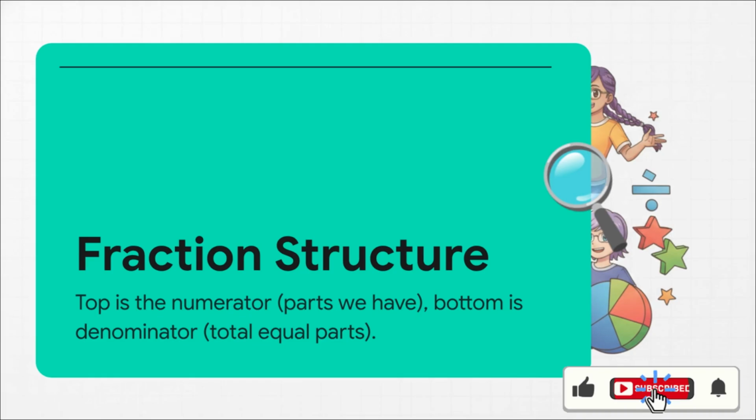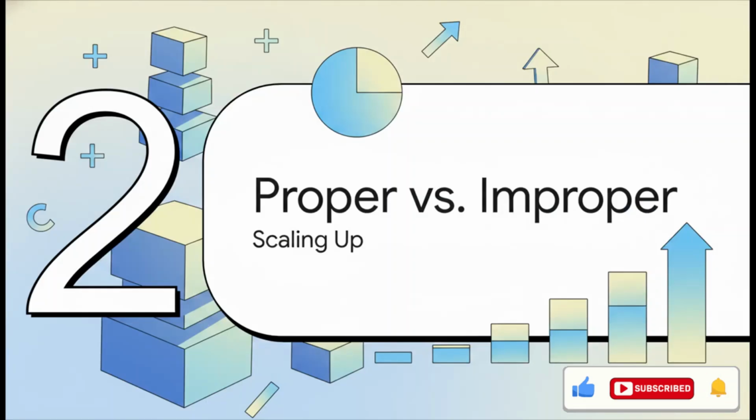So the really crucial takeaway here is that a fraction isn't just a static object on a page. It's actually a representation of division. Saying 3/8 is exactly the same thing as saying 3 divided by 8. Oh, and one golden rule to remember. That bottom number, the denominator, can never, ever be 0. No exceptions. Moving right along to section 2, proper versus improper fractions.